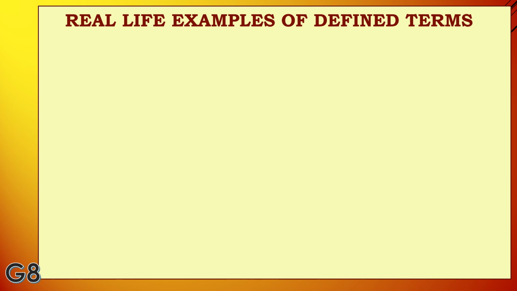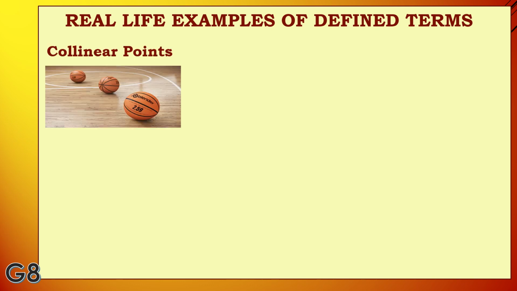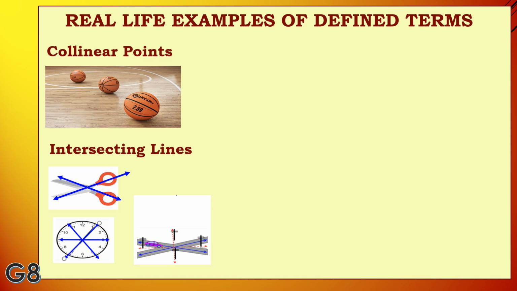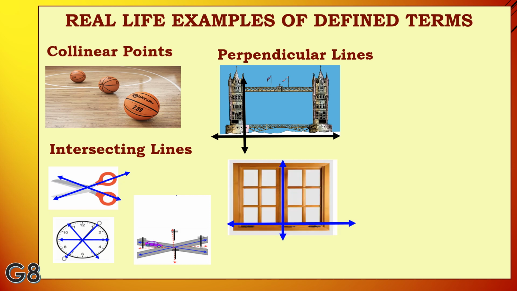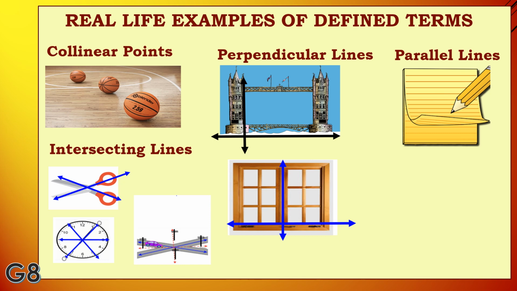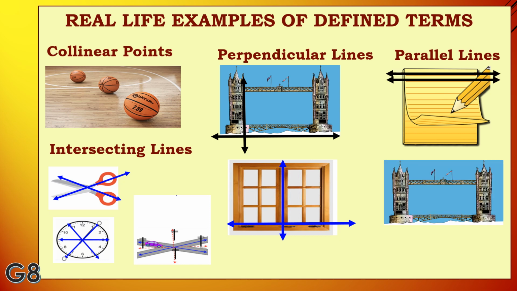Now let us take a look at real-life examples of defined terms. The figure shows collinear points. This figure shows intersecting lines. So we have there three figures that show intersecting lines. Perpendicular lines. So we have there the two lines that intersect at only one point, and it forms a right angle. This is also an example of a perpendicular line. Parallel lines, the lines in the sheet of paper. Also, this represents parallel lines.